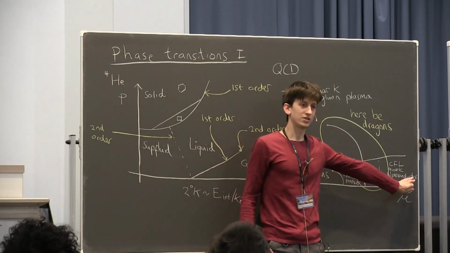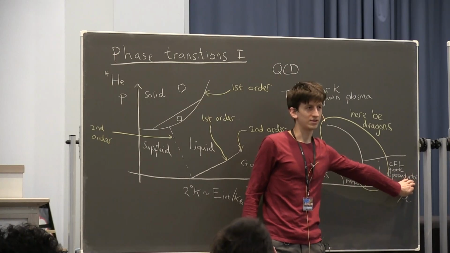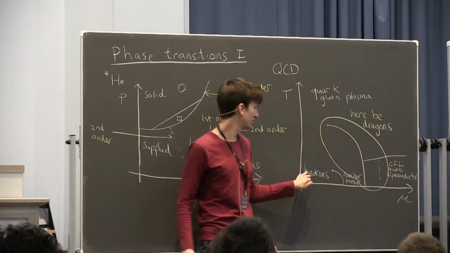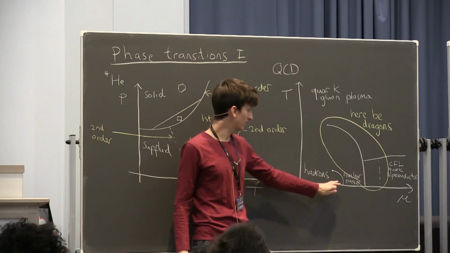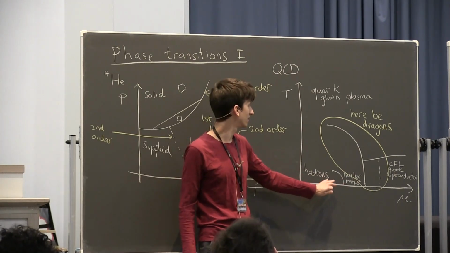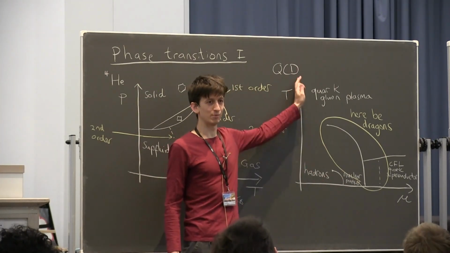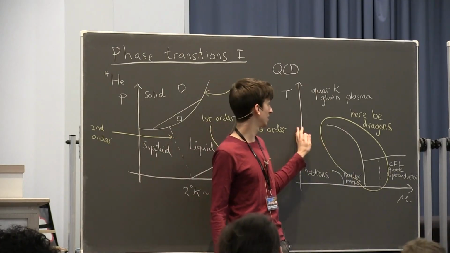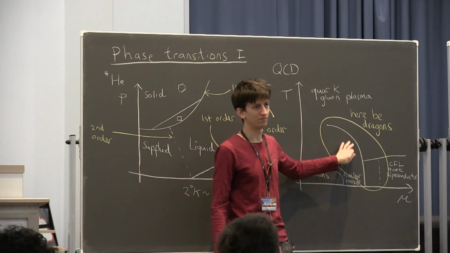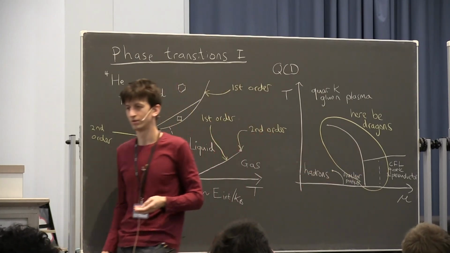So this is well understood because it's under control perturbatively in QCD. This is well understood, partly because we know it from experiments, but also it's understood in terms of chiral perturbation theory. Up here is well understood because you can put it on a lattice, but over here, the lattice has a sign problem and the coupling is large, so we don't know the phase diagram.